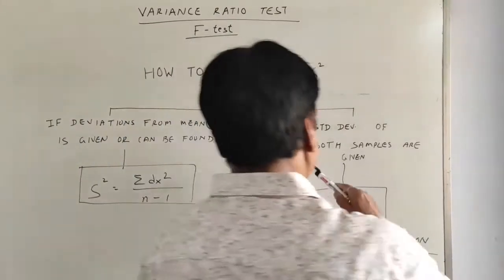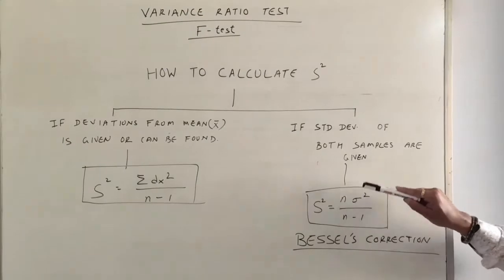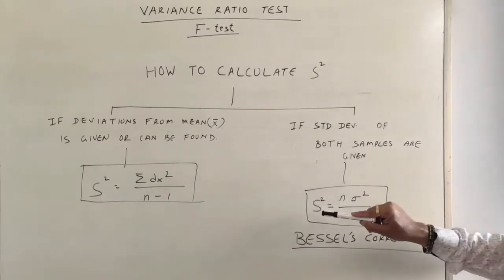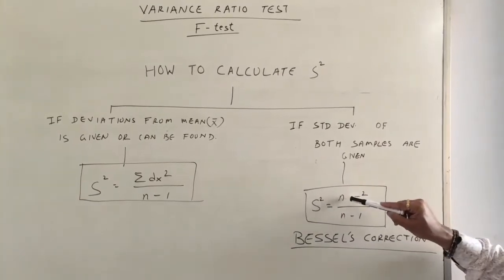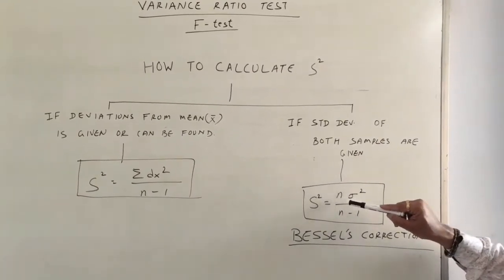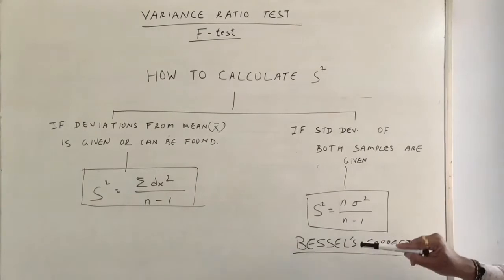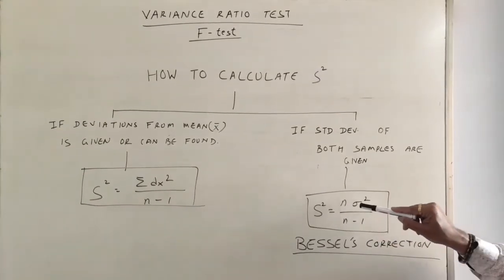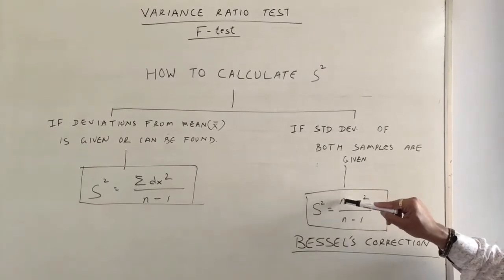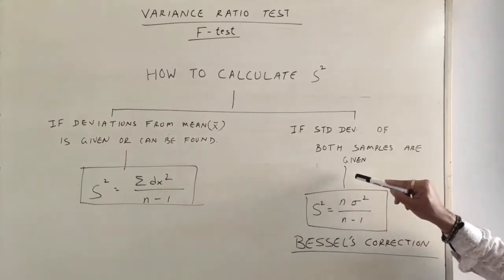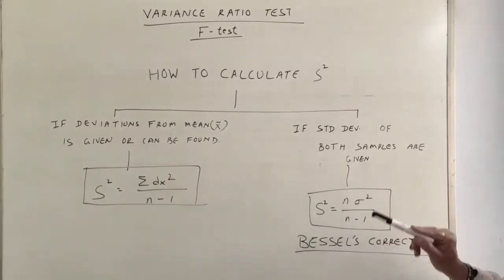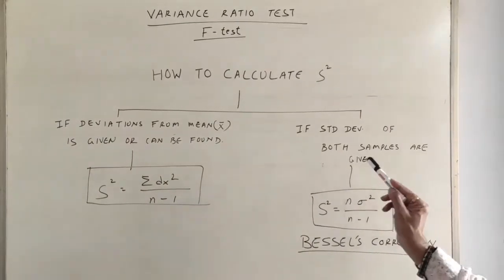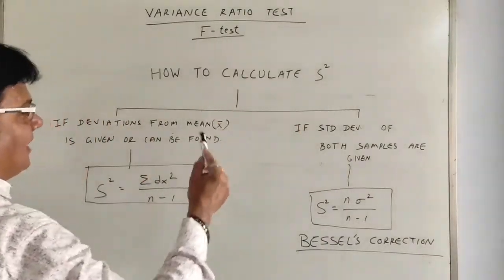But if the standard deviation is directly given for both samples, then what we will be doing is S square equals n into standard deviation square divided by n minus 1. That is also called Bessel's correction, because here in the numerator they use n and in the denominator n minus 1, and a little adjustment is done here. That is why it is called Bessel's correction. So these two are the methods of calculating S square.